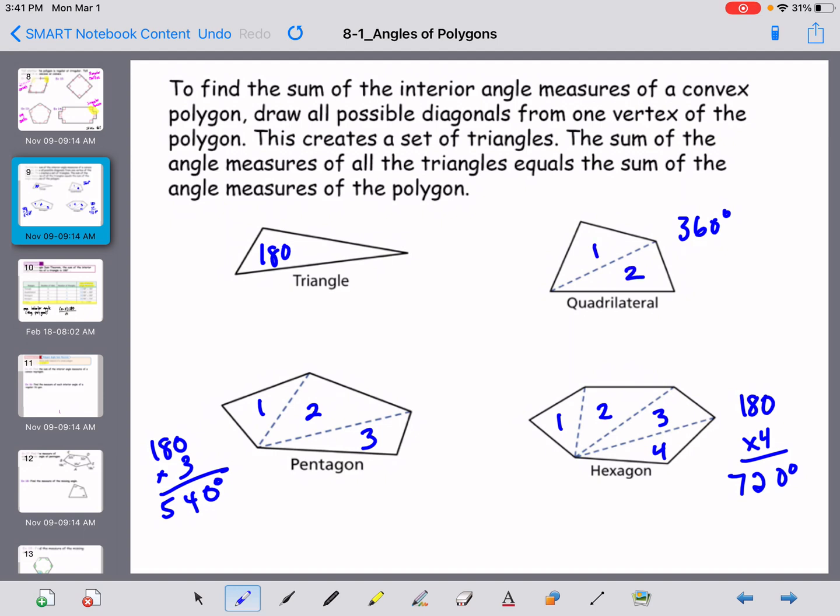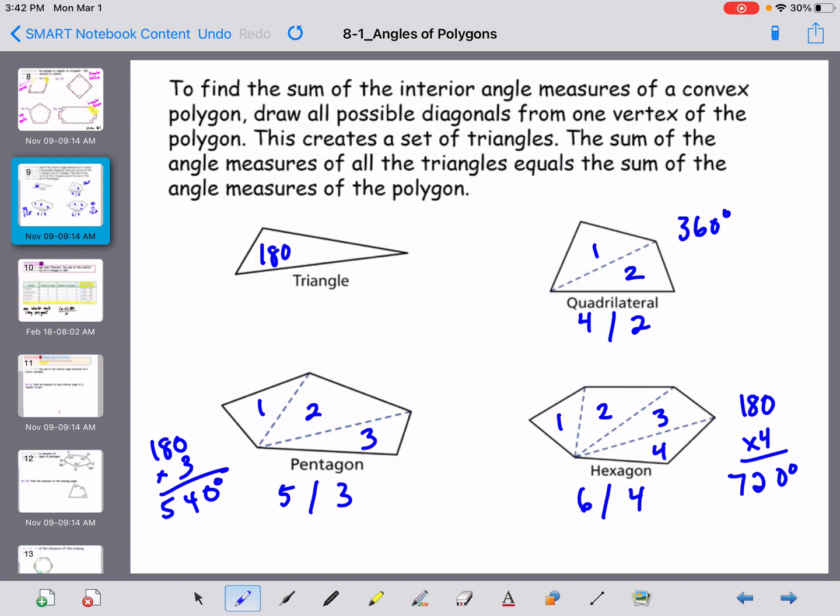Now, up here, let's make this a 1 and a 2. All right, so what I want you to see is that a quadrilateral has 4 sides but 2 triangles. A pentagon has 5 sides but 3 triangles. A hexagon has 6 sides but 4 triangles. So that's important. Do we see that pattern there? The number of triangles inside a polygon is 2 less than the number of sides that it has.